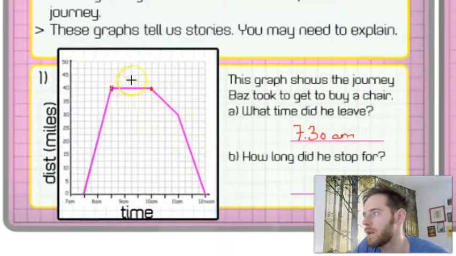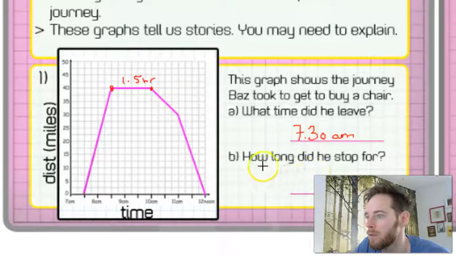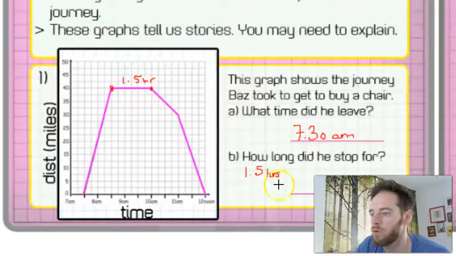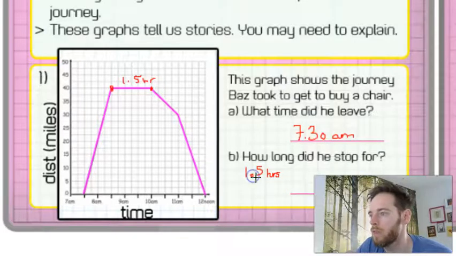Okay, so how many hours is that between here? That's 1.5 hours. That is the interpretation of the graph. So how long did he stop for? I'm going to write it over here just in case you can't see it. 1.5 hours. All right, you might want to write 1 hour 30 minutes, but 1.5 hours is fine. We've kept the units as just one thing there.